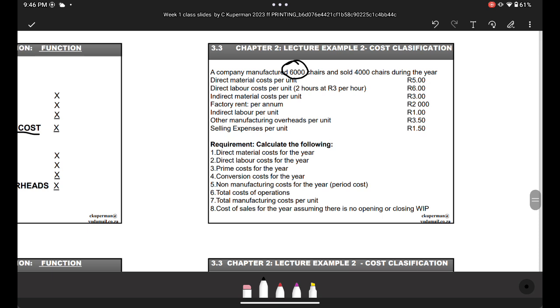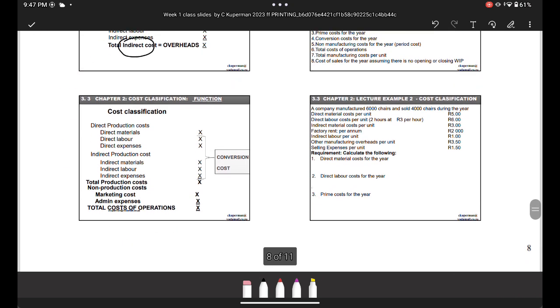Per unit, 6 rand. Yeah, 6 times 6,000 will give you the answer. Then your prime cost will be, obviously, you add numbers one and two's answer. So all the direct cost. Conversion cost, okay. Over here now they're asking for conversion cost. We never learned it as yet, right? So let's learn it now.